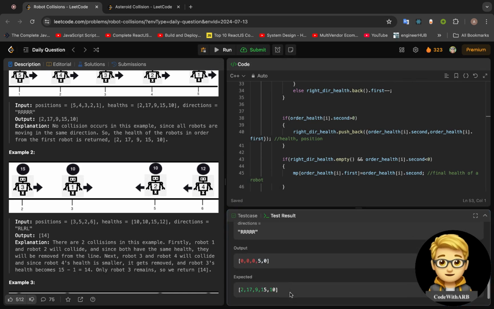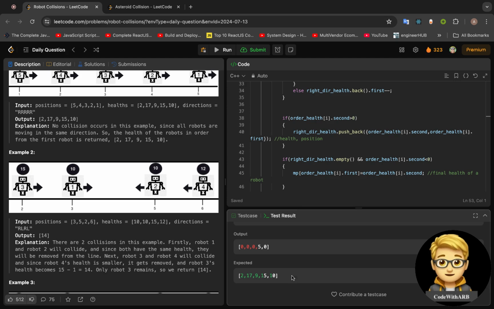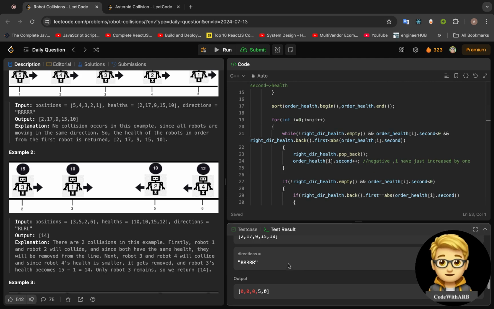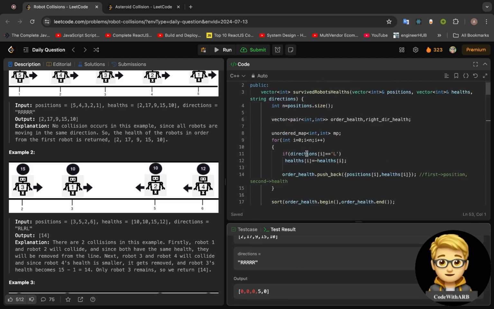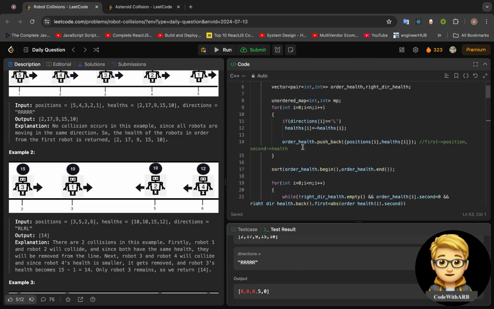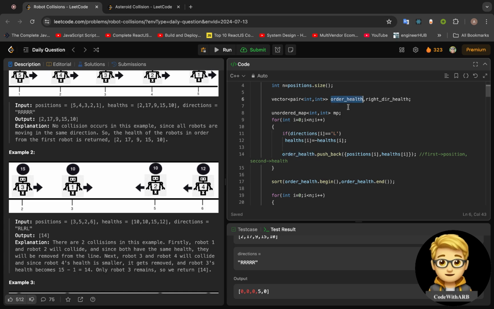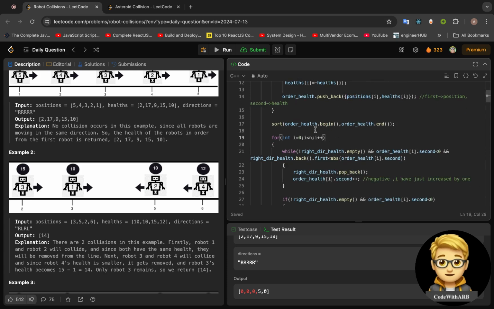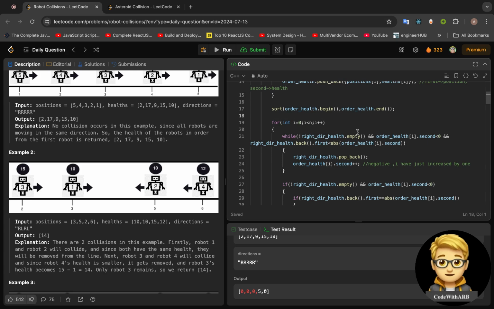Okay, there's a wrong answer. Let's analyze what's wrong here. It's very, very wrong. Let's see what's happening. First thing is for sure that we have maintained the order of health, and we have pushed it whenever I got a direction L. So positions I and health I are stored, and I have sorted according to the positions. Till here I think it's correct.